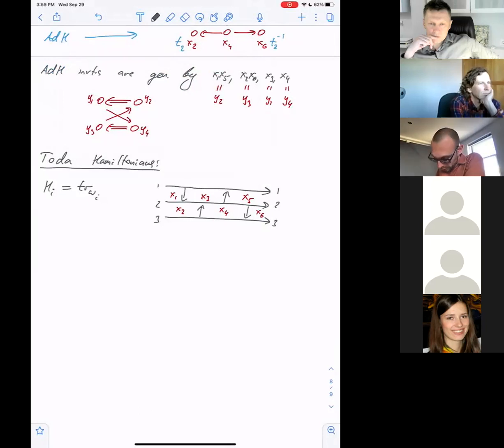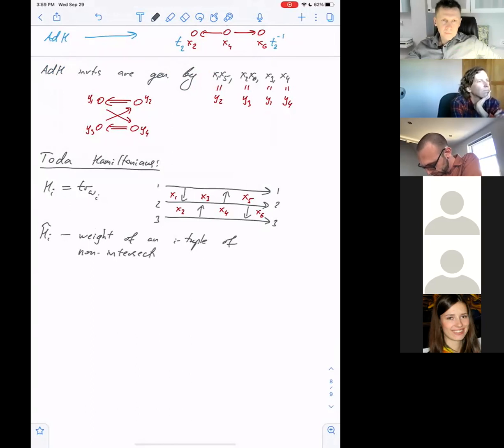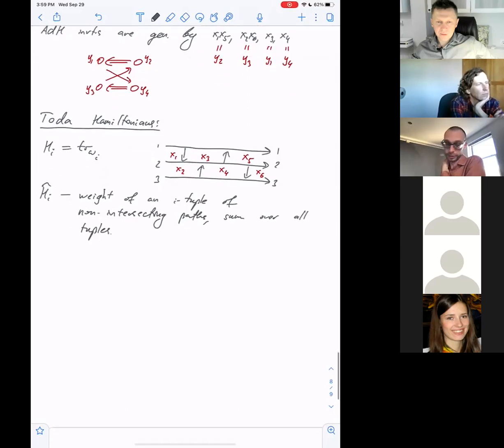Right. So let me call this Hi hat. This will be the weight of an i-tuple of non-intersecting paths, and then I sum over all tuples. So let me just give an example of how it works.